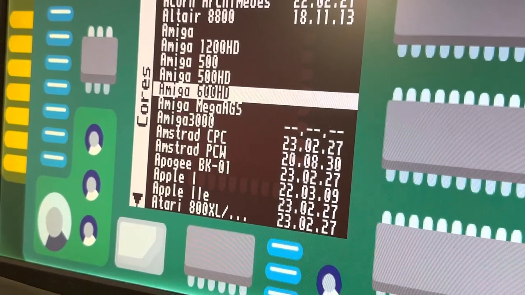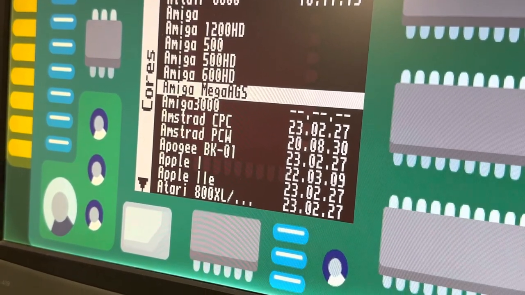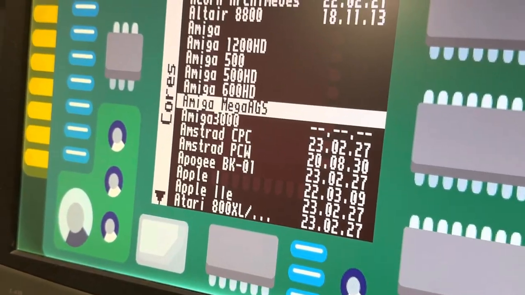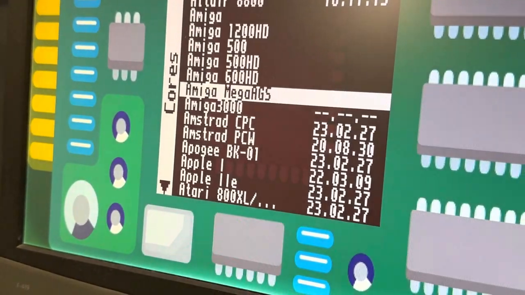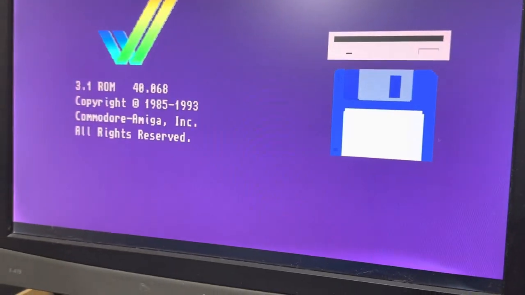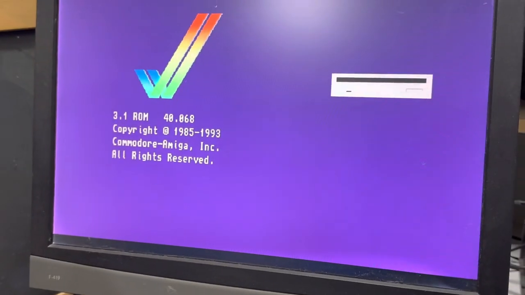So here we go. So everybody talks about Mega AGS. So I hit enter. And if anyone could tell me how to get rid of that boot screen at the same time. So that's the issue. So it just boots to Kickstart.